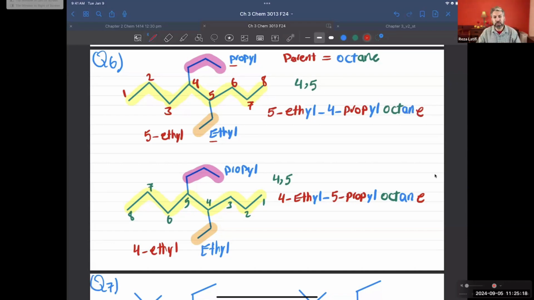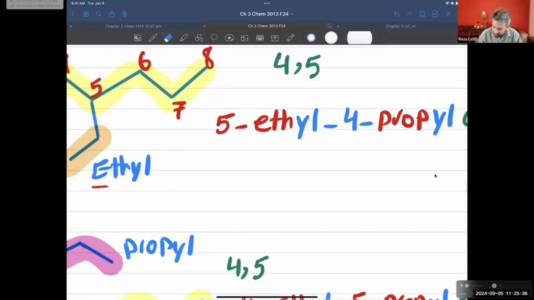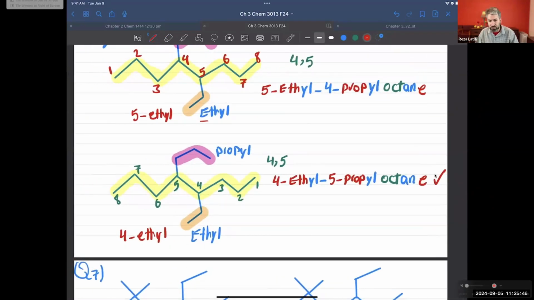Okay, octane. Between these two, which one is going to be correct? The one that gives ethyl the smallest possible locator or number. So the bottom one will be the correct one. Here, just to be the same in both cases, I'm writing in a capital letter. So I have 5-ethyl versus 4-ethyl. What's the correct answer? The bottom one will be the correct answer.